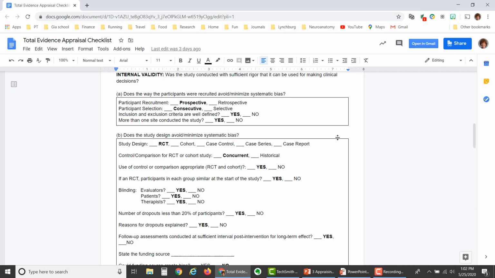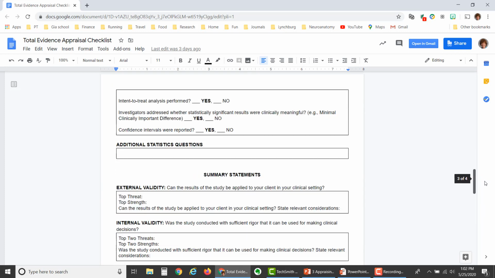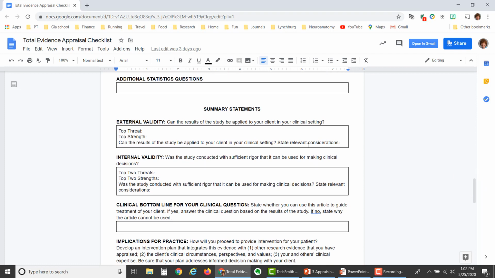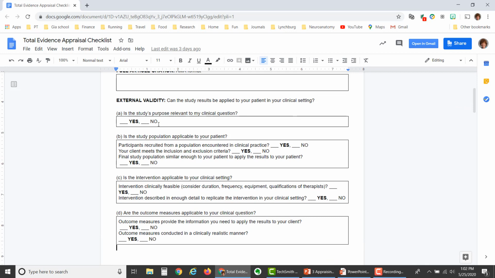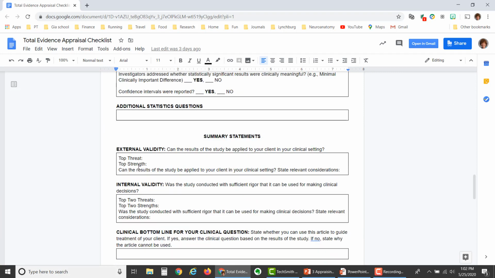So at the end of the appraisal form, you're going to see some summary statements. External validity. Can the results be applied to your patient in your clinical setting? Top threat. That's easy. Go back and look at the external validity section that you filled out. If the answer to the question was a non-bolded response, it's a possible threat, meaning that it might not be as applicable to your patient as you think it should be. Top strength. Look for things that are bolded, and then make some sort of judgment, some sort of summary statement.